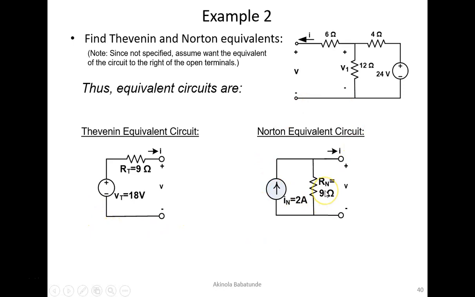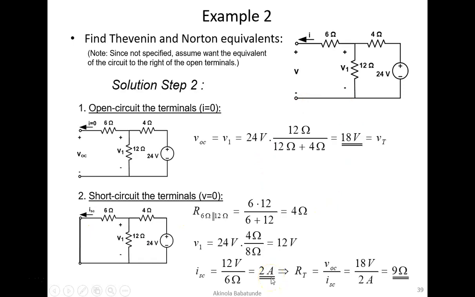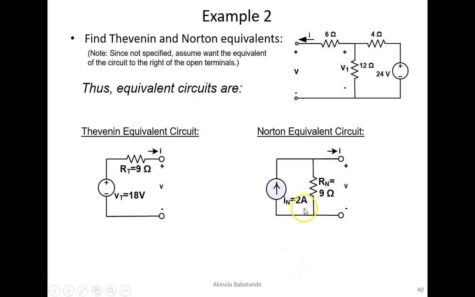Now to find the Norton equivalent circuit, we already mentioned earlier that our I short circuit is equal to the I Norton, the Norton current. So with that, our I Norton is equal to 2 amperes, and since we know our R Thevenin is equal to R Norton, that equals 9 ohms. And in the Norton equivalent circuit, the current source is in parallel with the resistance. So this is exactly what we have here, and that's why we have this circuit here as the Norton equivalent circuit and this as the Thevenin equivalent circuit.